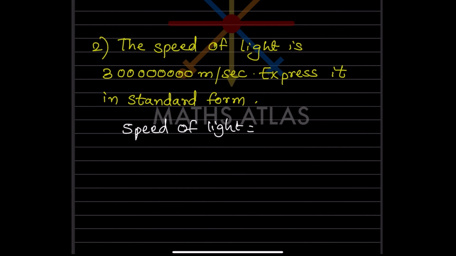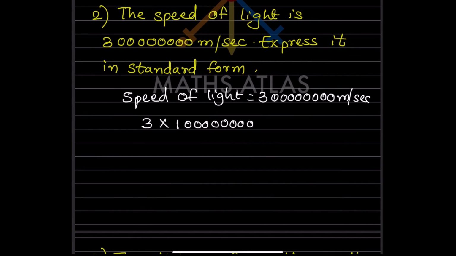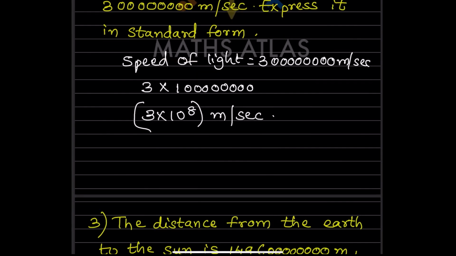So you have to be very careful while writing the number of zeros. So 1, 2, 3, 4, 5, 6, 7, 8. That is meter per second. So now what will you do? This also can be written as 3 into, you will write here 1, 2, 3, 4, 5, 6, 7, 8. So this is going to be 3 into 10 raised to 8. You can put a bracket because there are two numbers, meter per second. So this is the answer.